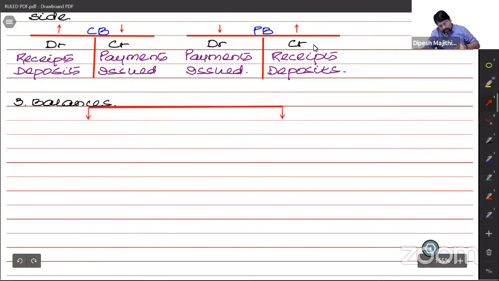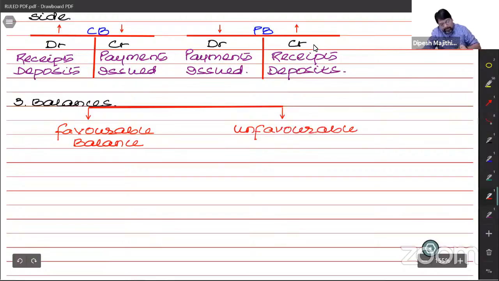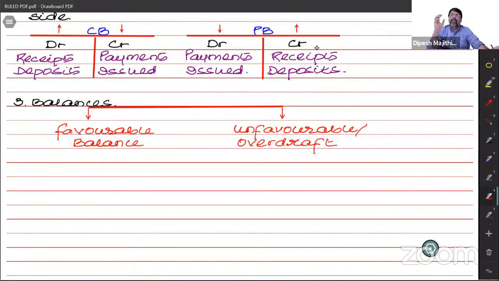One is known as favorable balance. The other is known as unfavorable or overdraft balance. Favorable balance, overdraft balance.